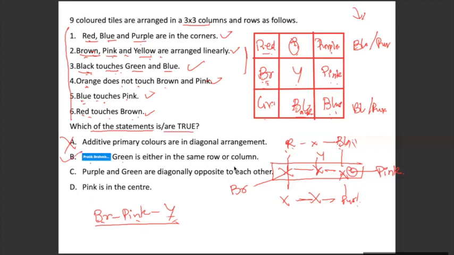Purple and green are diagonally opposite to each other. Yeah, that is true. Purple and green are opposite to each other, which is true. Pink is in the center. No, the center is yellow. Otherwise, the pink won't be touching blue. So that's why the correct answer is here B and C. Okay.